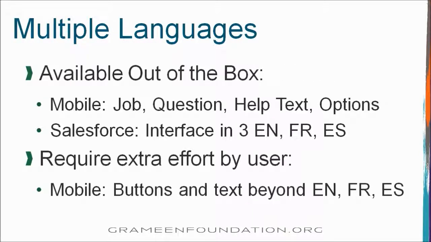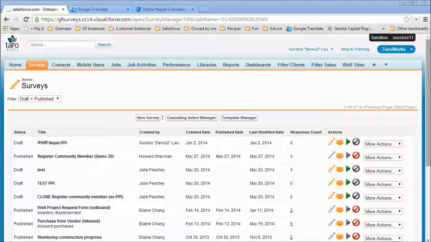What is available out of the box is that you can present any languages to the mobile user for job names, question captions, help text, and also options in select questions. Then, as a back-end user, the Salesforce interface is available in three languages: English, French, and Spanish. Now, if you want to make the mobile experience even more localized, for example, if you want all the buttons and error messages to be in Hindi, we have an open source translation toolbox that allows you to do that. That's enough preamble. Let's jump into the demo to see what we mean.